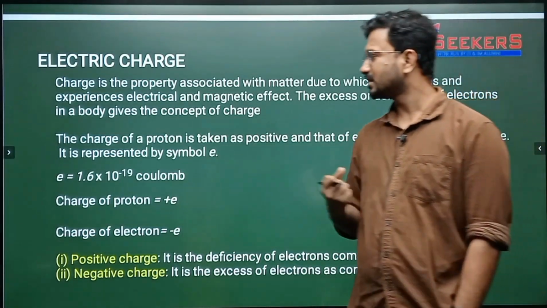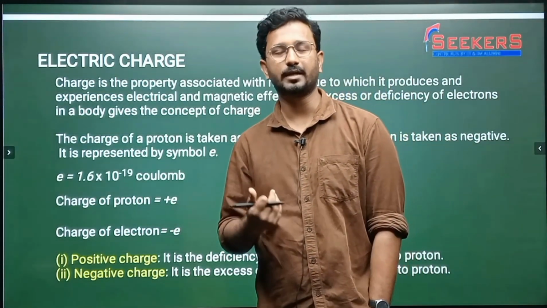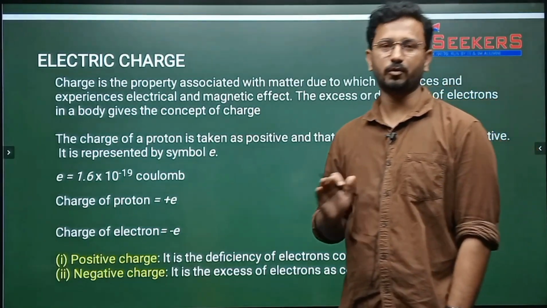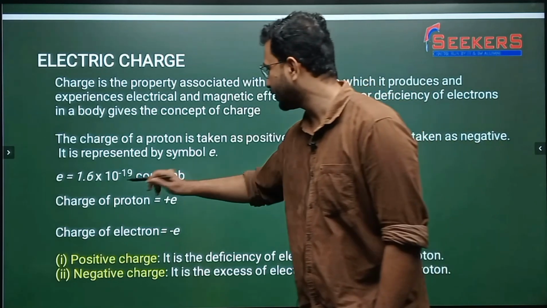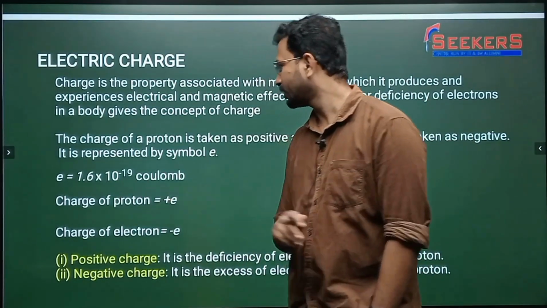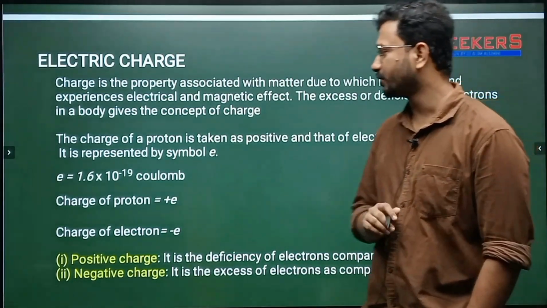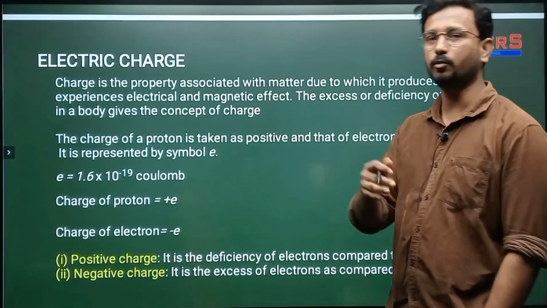The electron is the main negatively charged particle, and the atom from which electrons come out becomes positively charged. So both electrons and protons are sources of charge. Both have equal charge, 1.6 into 10 to the power minus 19 coulomb. The charge of an electron is negative, the charge of a proton is the same but positive. Generally we talk in terms of electrons because electrons come out. Protons stay inside the nucleus and don't come out.